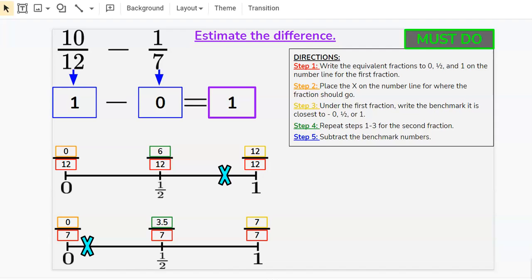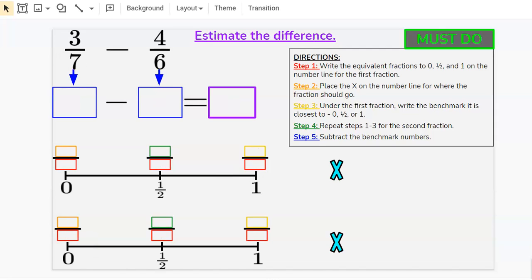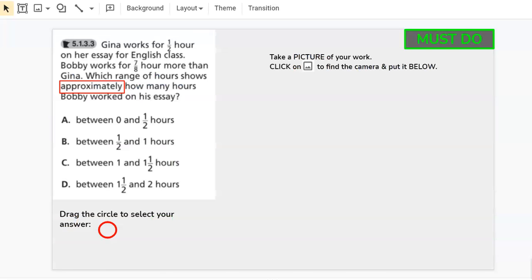You're going to do 2 problems like this, just like I did, and then you're going to do some work on your own. So you're going to notice I boxed the word approximately here because approximately means you're estimating, because if something is approximate, it means it's not exact. So you're going to estimate here. Gina works for 1/2 hour on her essay for English class, and Bobby works for 7/8 hour more than Gina. Which range of hours shows approximately how many hours Bobby worked on his essay?